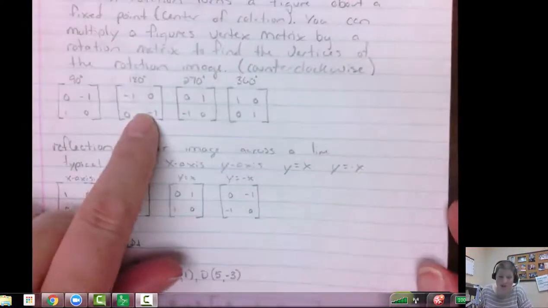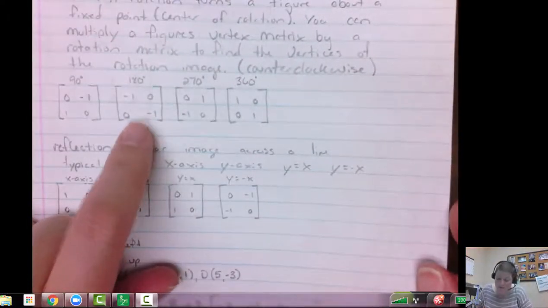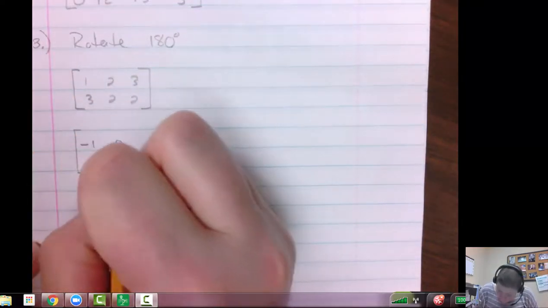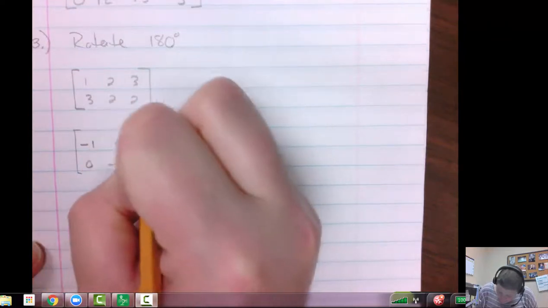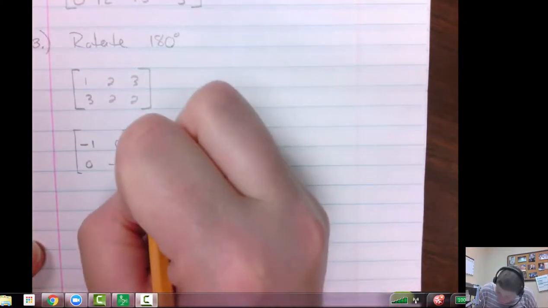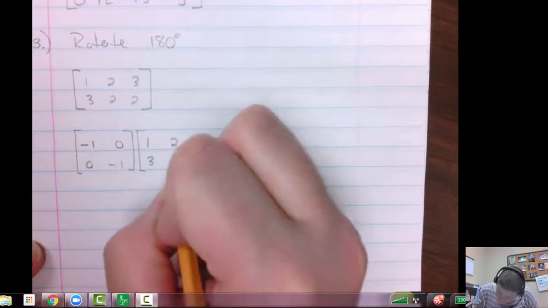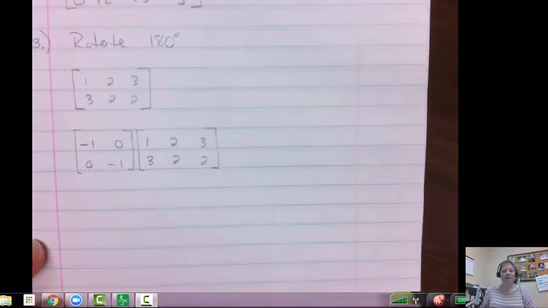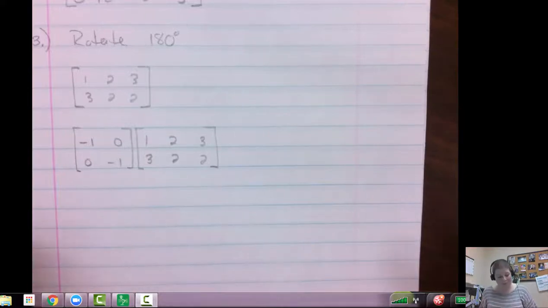correct rotation matrix. This one here is 180, so it's got -1, -1, 0, and 0. So let's use that. So -1, 0, 0, -1, and we're going to multiply that by our 1, 3, 2, 2, 3, 2. And I have to write it this way in order for it to work, and that's how we use it.